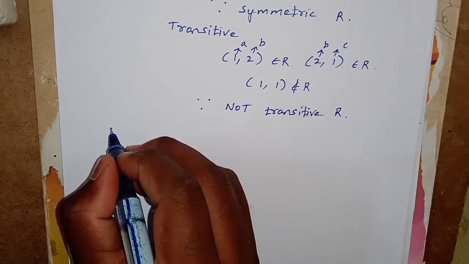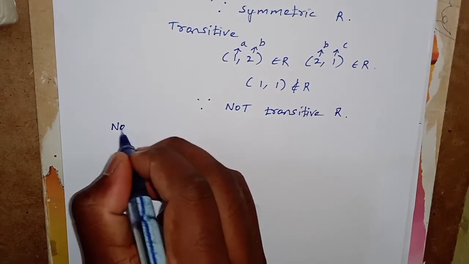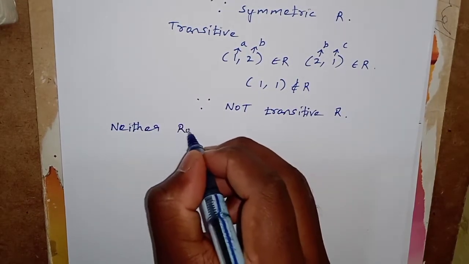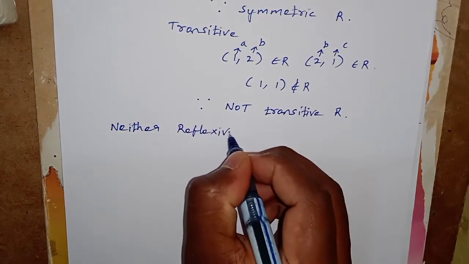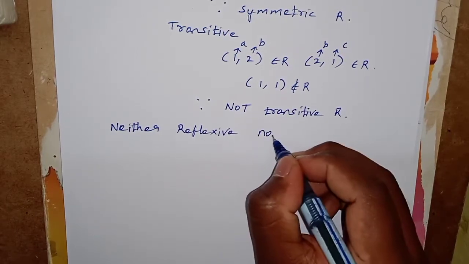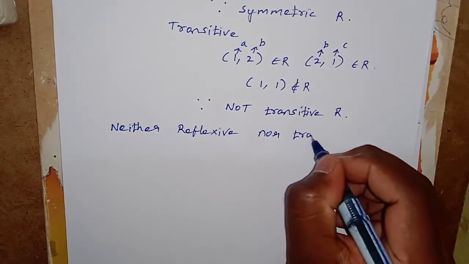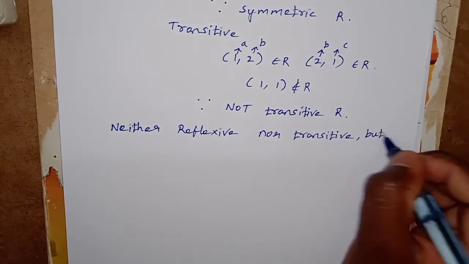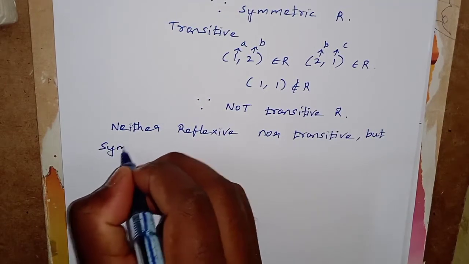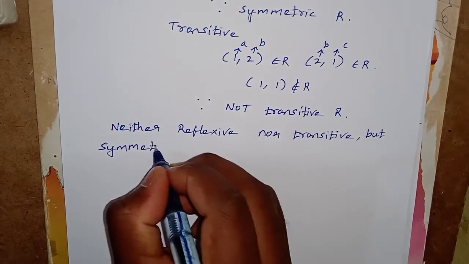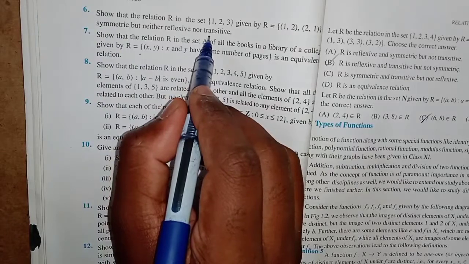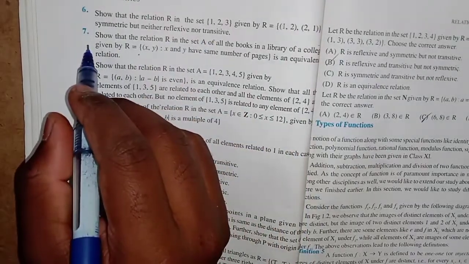Therefore you have to write neither reflexive nor transitive but symmetric relation. See here, it is satisfied. Okay, next question number 7.